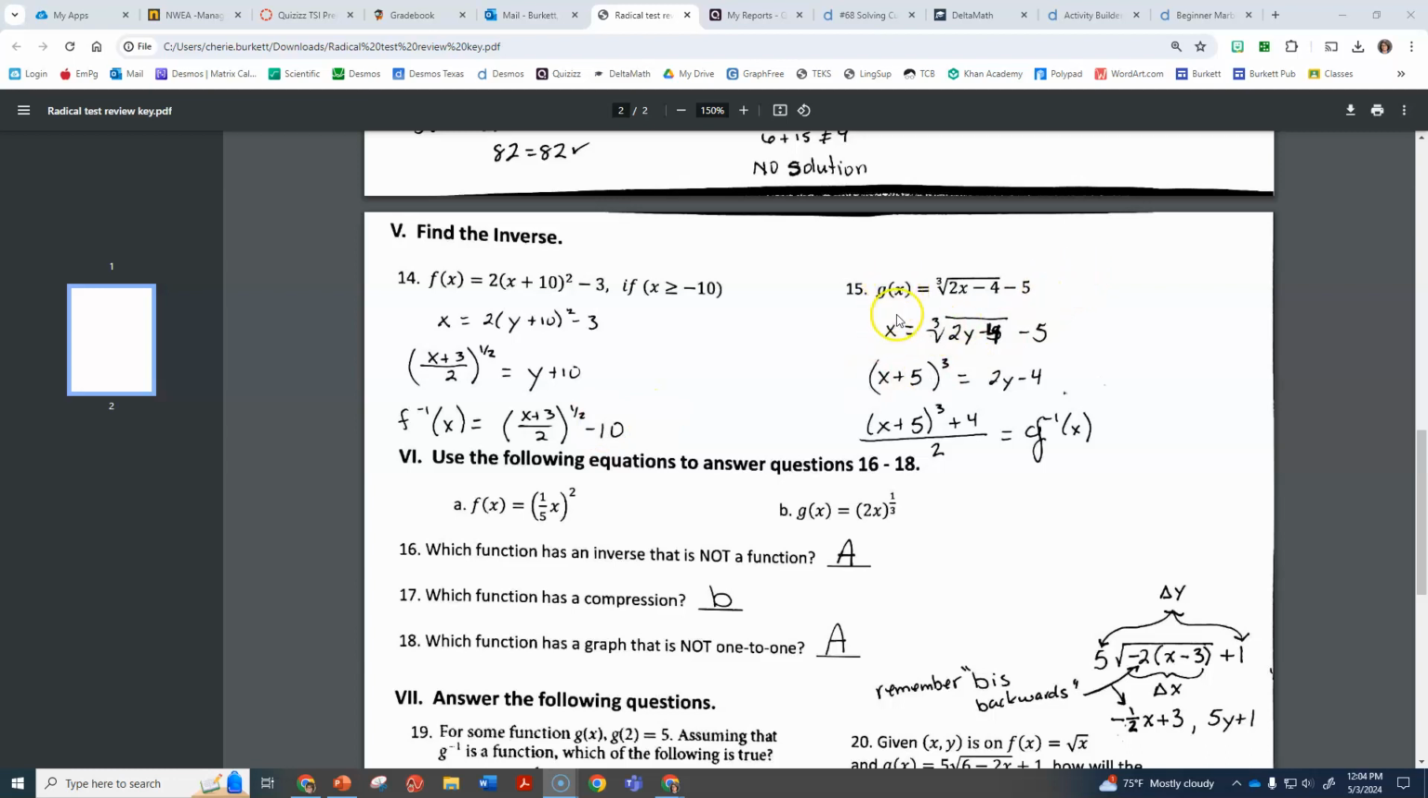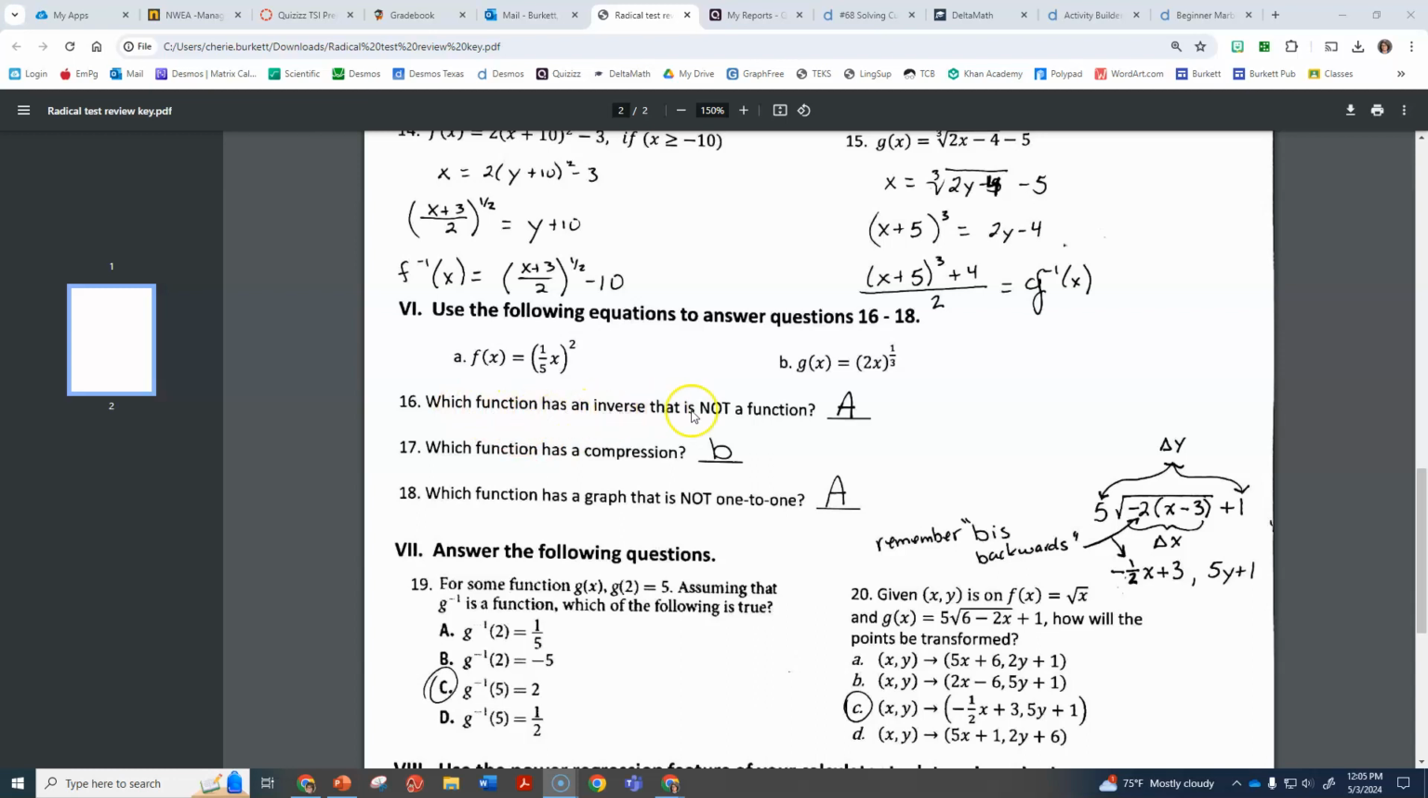Again, rewrite it with a y, switch the x and y. So I did all that in one step. Then I add 5, then take the cube root, and then add 4, divide by 2.